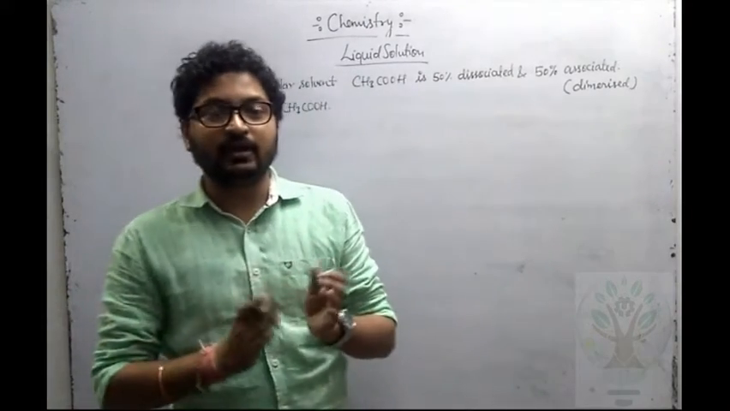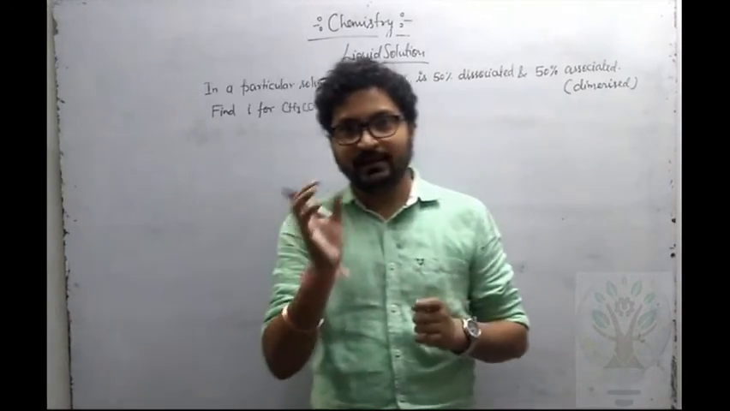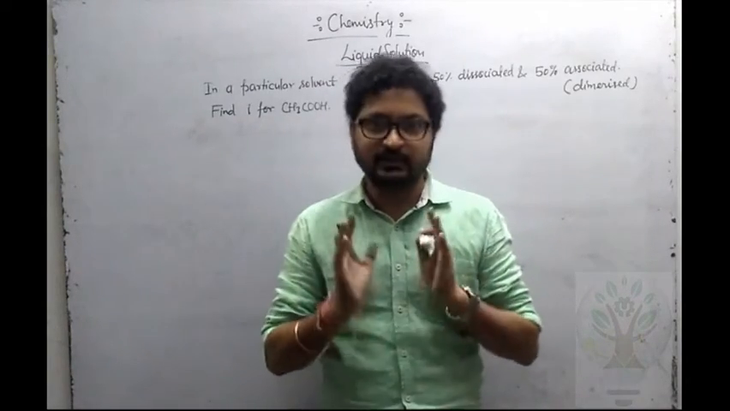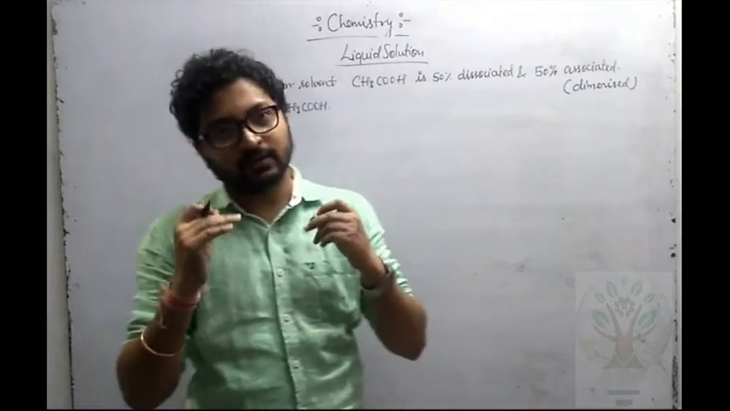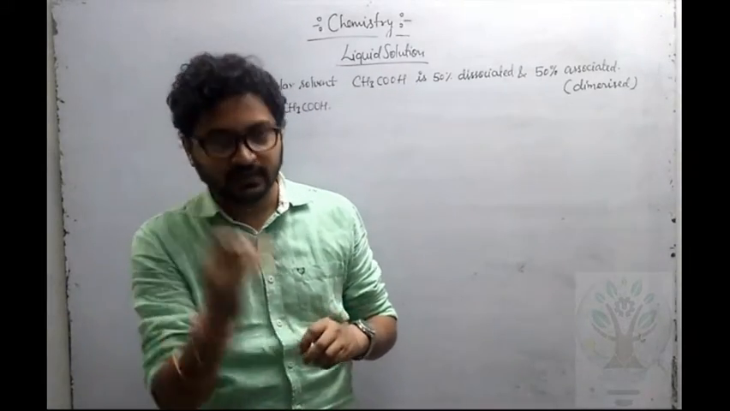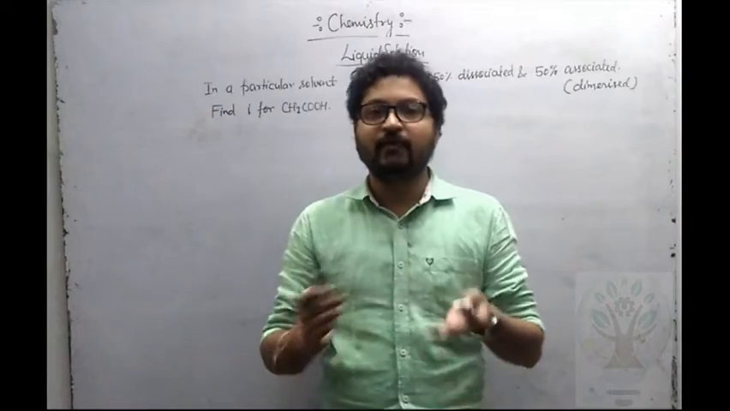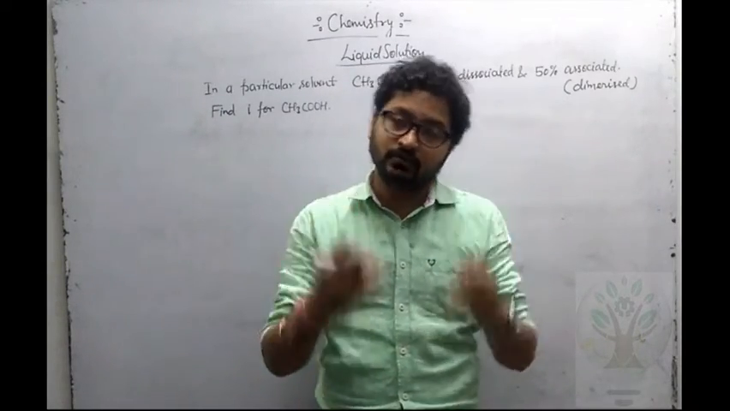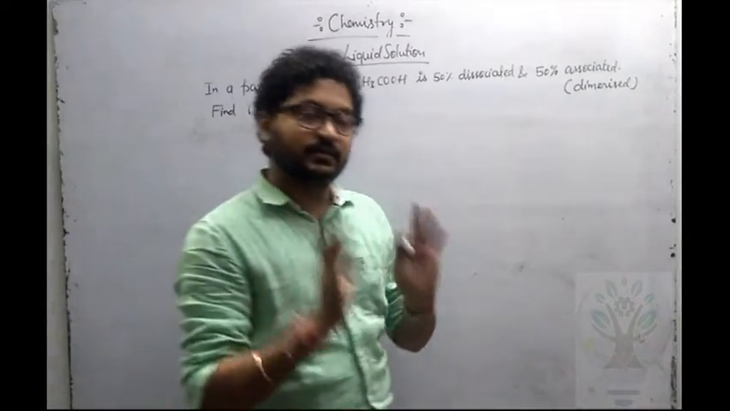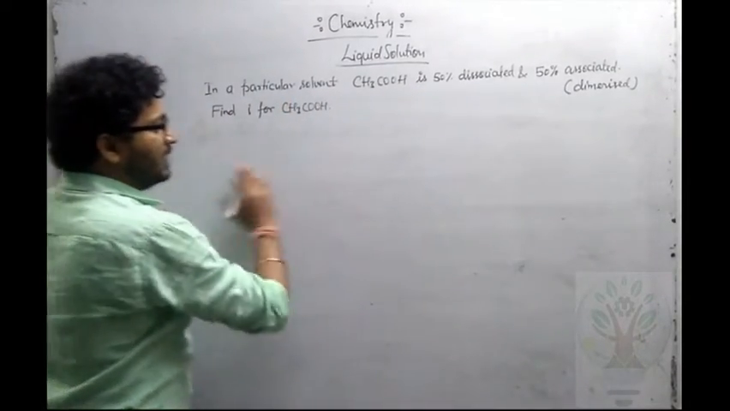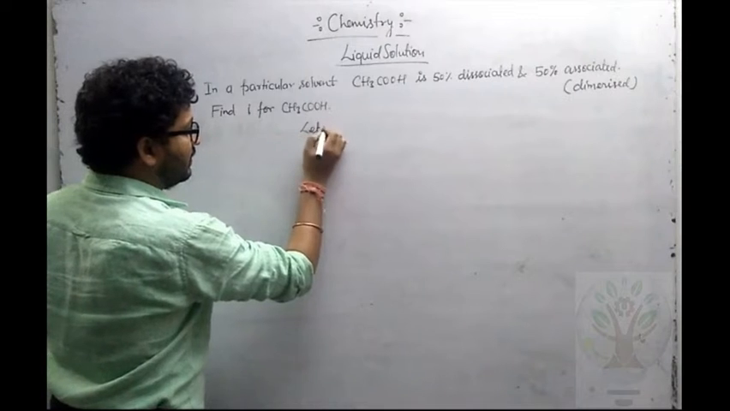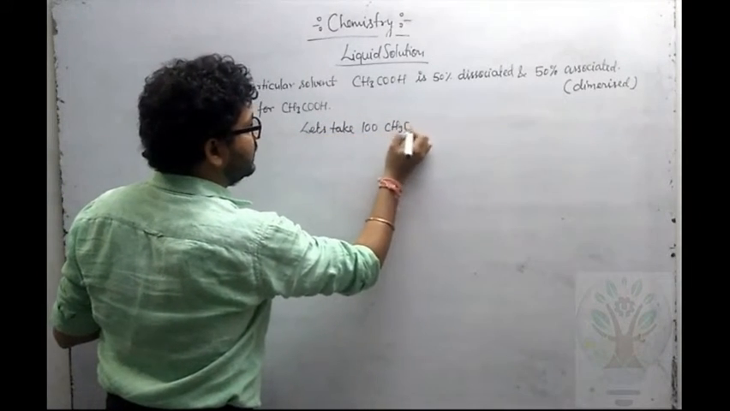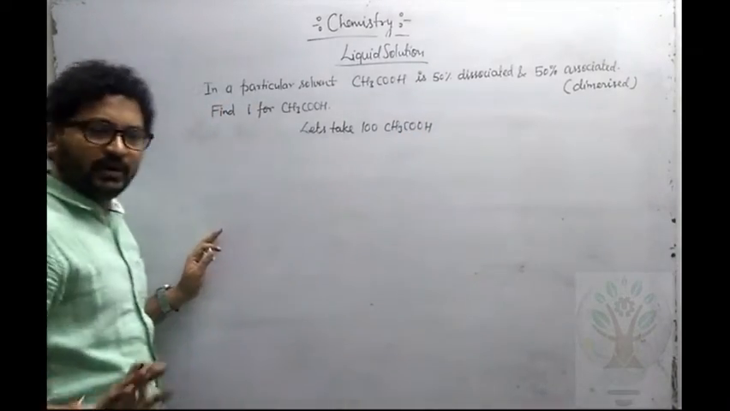For such a question, I suggest you take some amount, some moles or some number, of CH3COOH. It doesn't matter what number you choose. If you want to choose 1 CH3COOH in the beginning, choose 1. If you want to choose 10, choose 10. If you want to choose 100, choose 100. For safe and easy purposes, I am selecting 100 CH3COOH in the beginning.